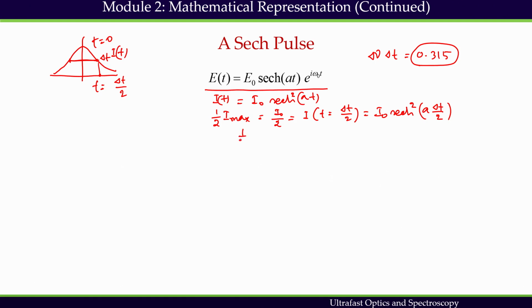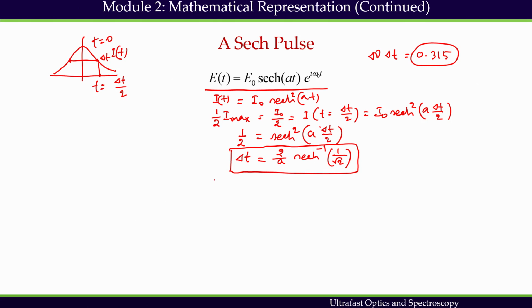Or in other words, half equals sec hyperbolic square a delta t by 2. Or I can write down delta t equals 2 by a times the inverse of the sec hyperbolic function of 1 by square root of 2. So this expression we will keep for the future. We'll write it down.